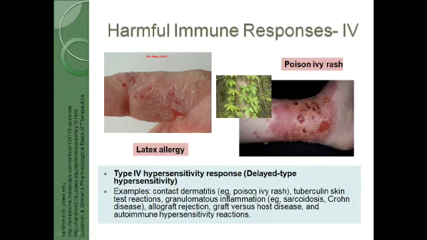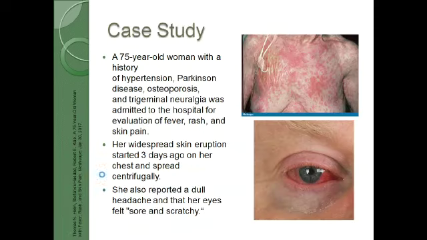For this type of hypersensitivity response, the typical examples are contact dermatitis. You see here, poison ivy rash or latex allergy, and tuberculin skin test reactions, and granulomatous inflammation, allograft rejection, graft versus host disease, and autoimmune hypersensitivity reactions can be given as examples.